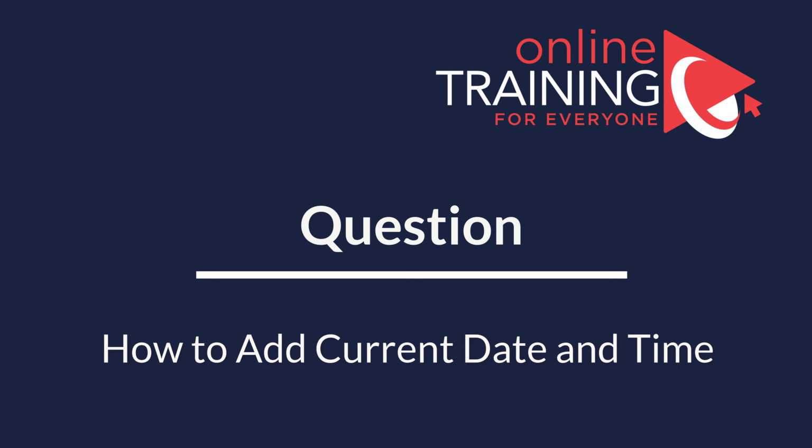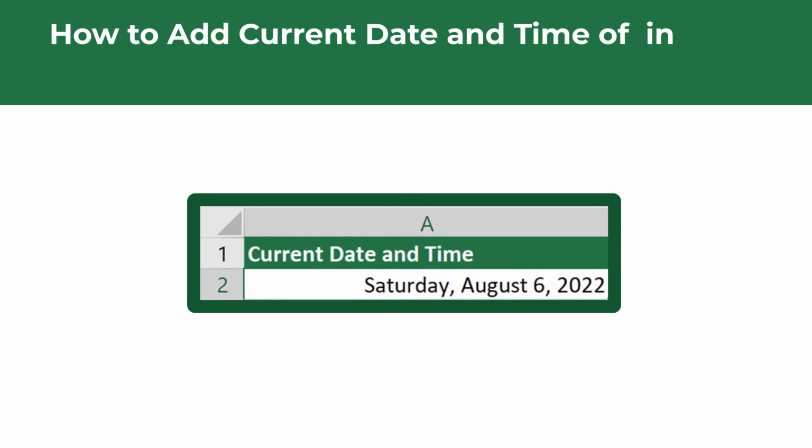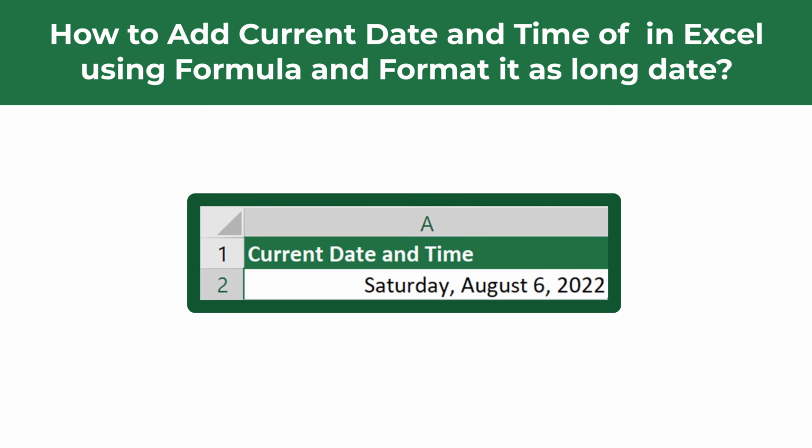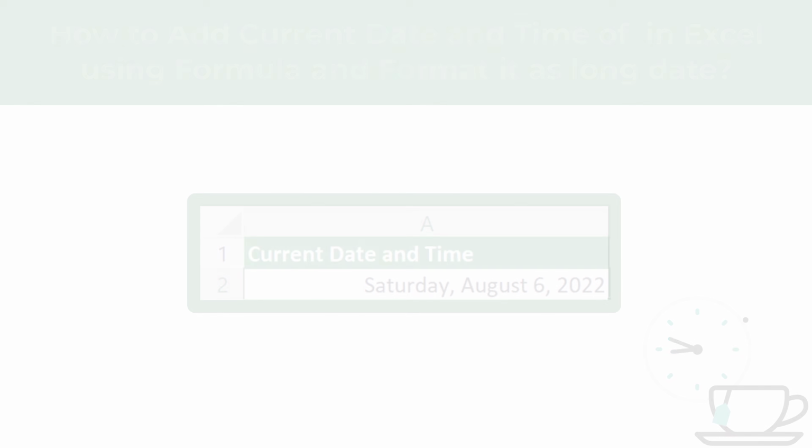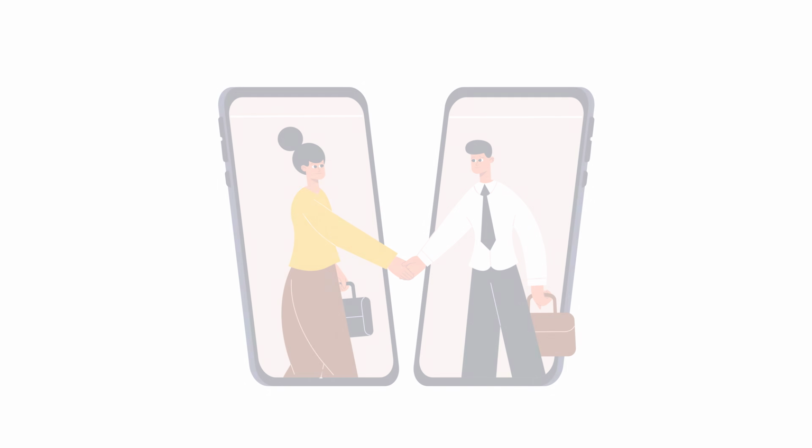Here's an interesting Microsoft Excel test question which tests your knowledge of Excel formulas. You need to show how to add current date and time in Microsoft Excel using formula and then format it as long date. Do you know how to do it? Give yourself 5 to 10 seconds to see if you can come up with the formula. And I am going to move forward and show you the solution.